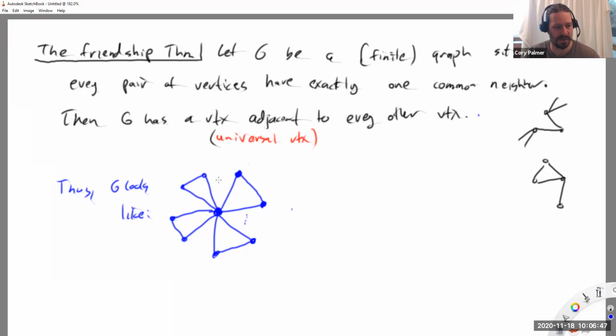And this is called the windmill graph or the friendship graph. Okay, so I said finite graphs. This doesn't actually hold for infinite graphs. It's kind of interesting. So what is an infinite graph? I don't want to go through too many details here, but let me show you why it doesn't hold for infinite graphs.